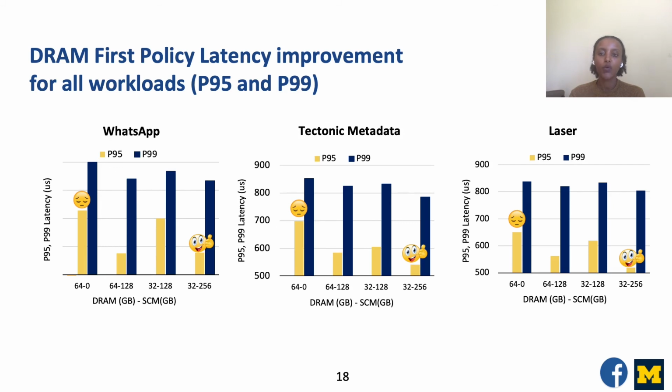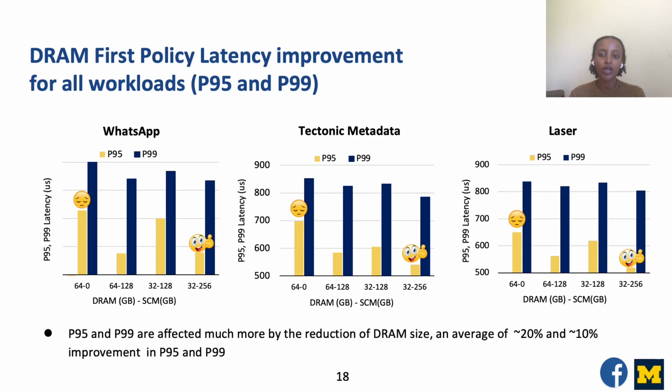And here, we have P95 and P99 latency on the y-axis and server configurations on the x-axis. Here, lower is better because we're talking about latency. So as we can see in the graph, P95 and P99 latency are affected much more by the reduction of DRAM size. And we see an average of 20% and 10% improvement, respectively, for P95 and P99 latencies when we add SCM to 1P servers.